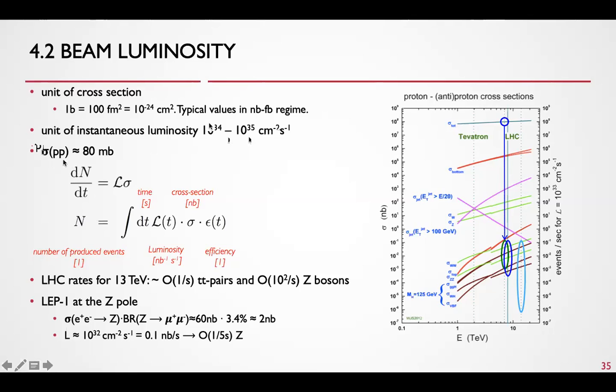Let's look at proton machines. A proton machine has 80 millibarn. 80 millibarn is 0.08 barn. It is, in principle, 8 times the area of a proton in my simple picture from before. This is the cross-section of a proton-proton collision.